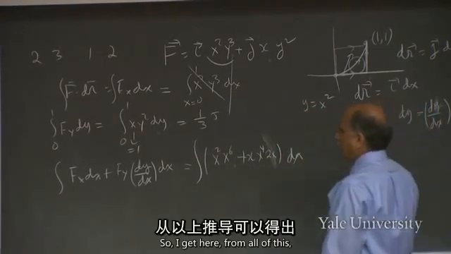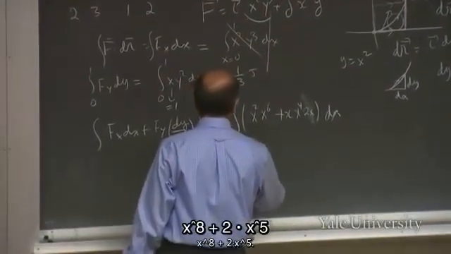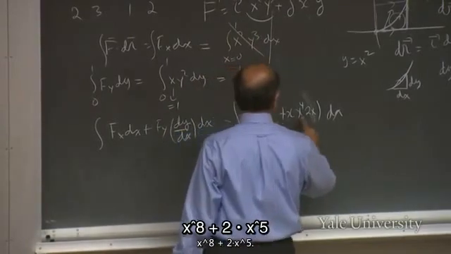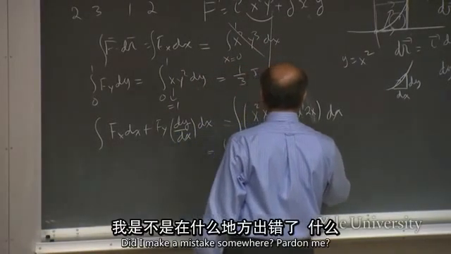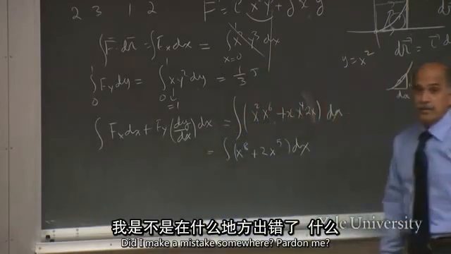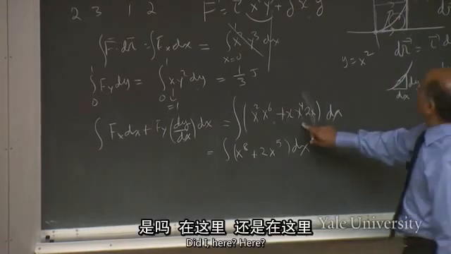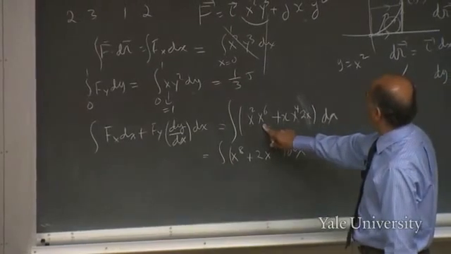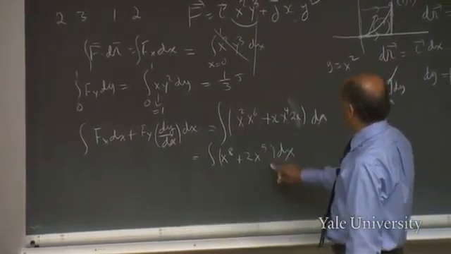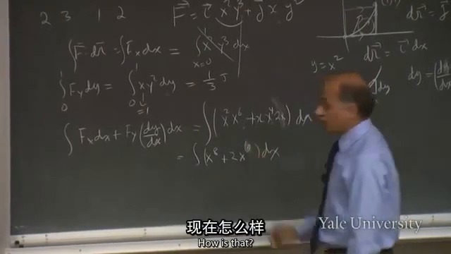So I get here, from all of this, x to the 8th plus 2x to the 5 dx. Did I make mistakes somewhere? Pardon me? Did I, here? Here? Oh, here? Oh, x to the 6th, right. Thank you. How is that?